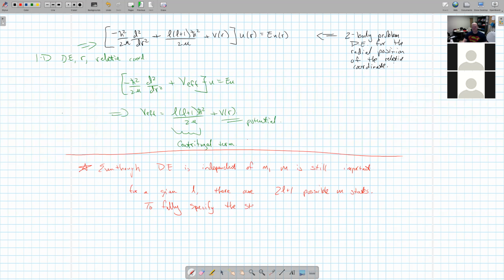So to fully specify the states, we need to specify M. Because otherwise there's that ambiguity, we don't exactly know which one it happens to be. Doing okay?